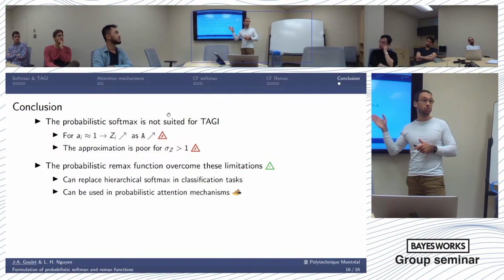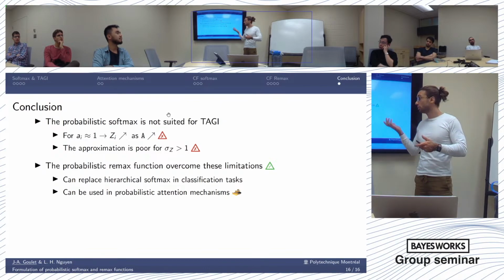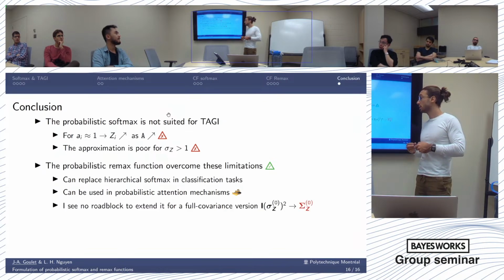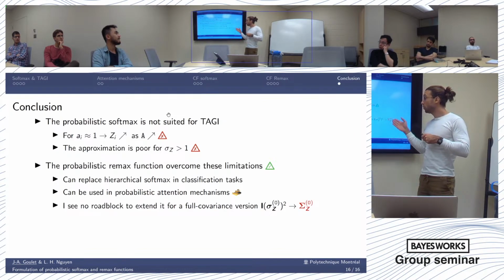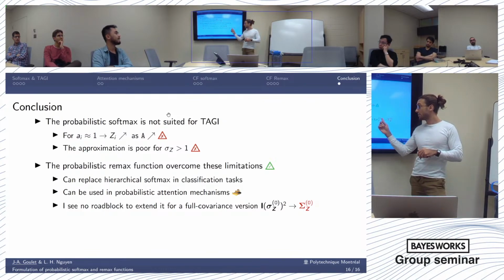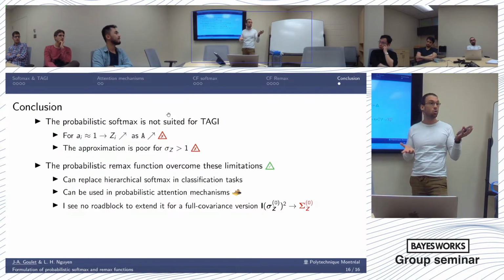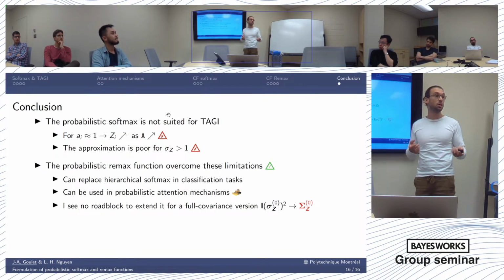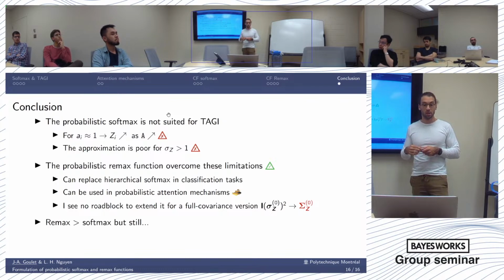And what we want to use it for now is to build a probabilistic attention mechanism, especially in our case for time series models. If we would want to model a full covariance version instead of a diagonal covariance, I see no roadblock to it. We could do it as well. It's going to be more expensive, but it would be compatible with it as well.